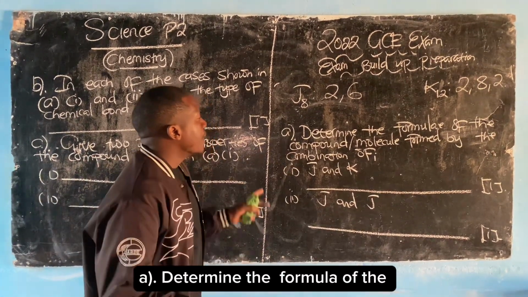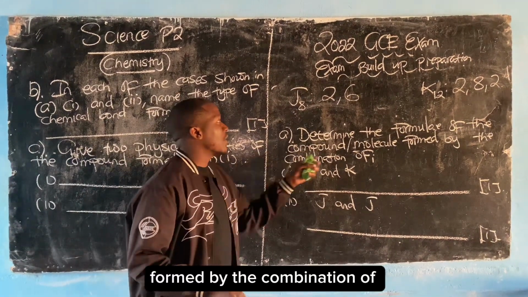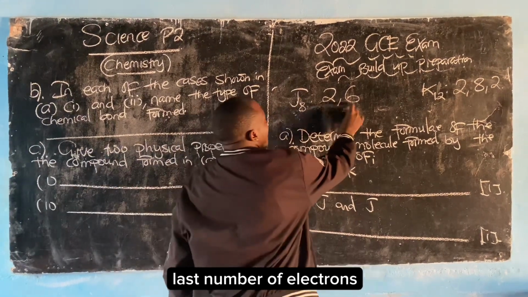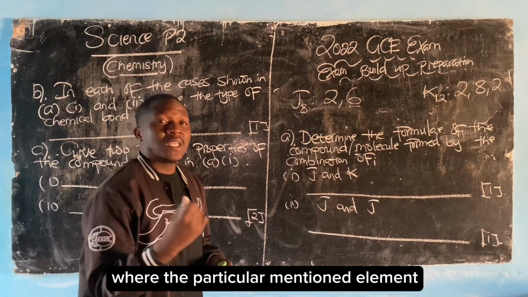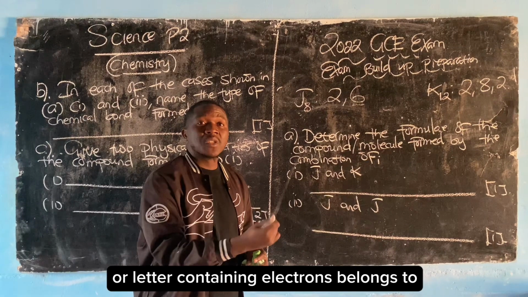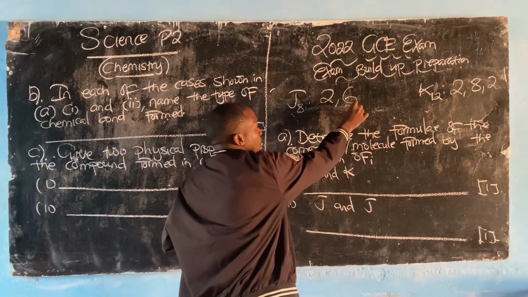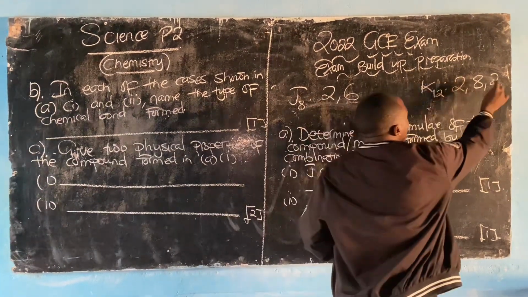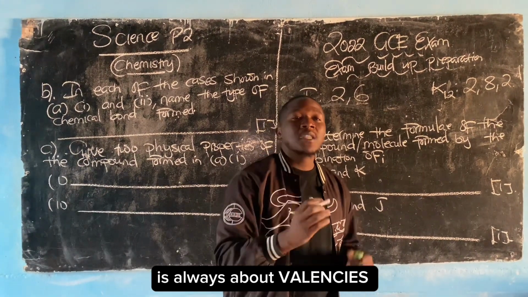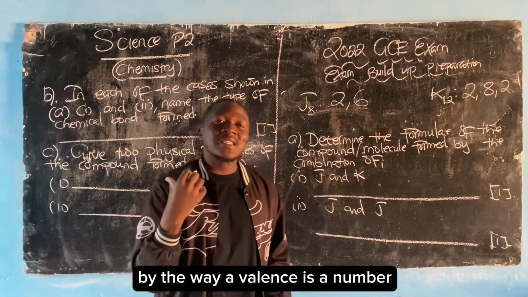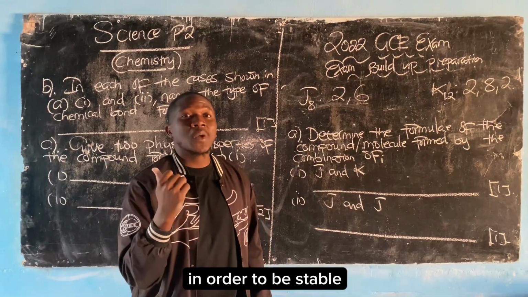A. Determine the formula of the compound or molecule formed by the combination of J and K. From the existing numbers, the last number of electrons is able to give us the exact group number where the particular element belongs to. In this case, element J belongs to group 6, whereas K belongs to group 2. But the key thing about making a compound's formula is always about valences. By the way, a valence is the number of electrons an element can either gain or lose in order to be stable.